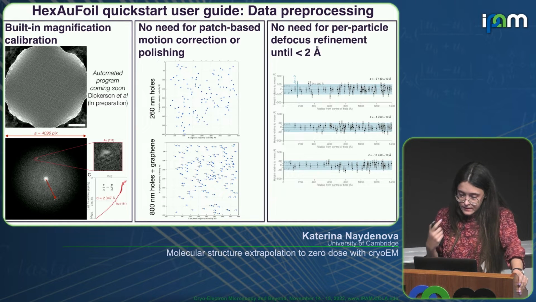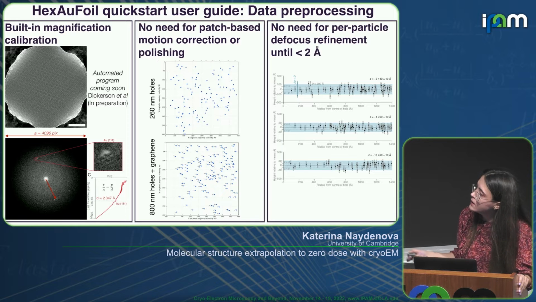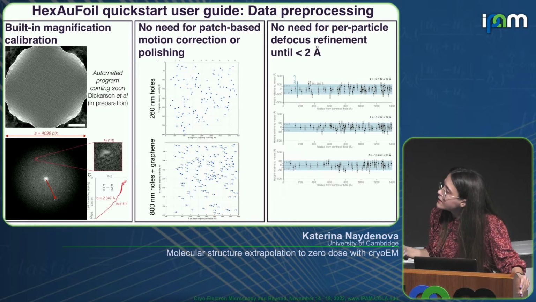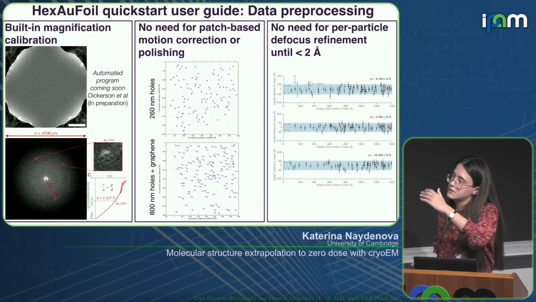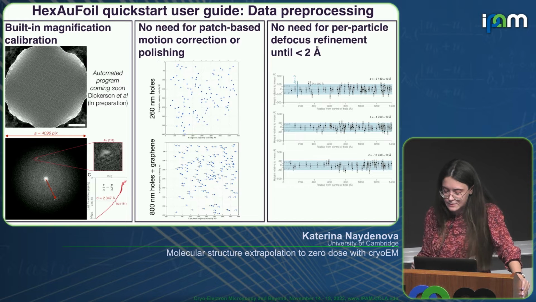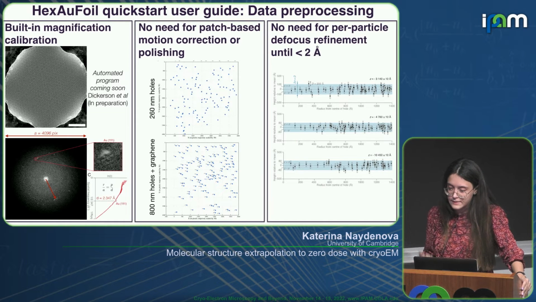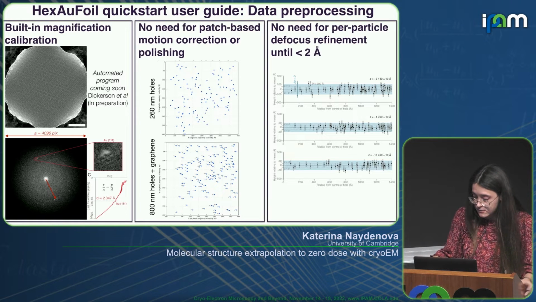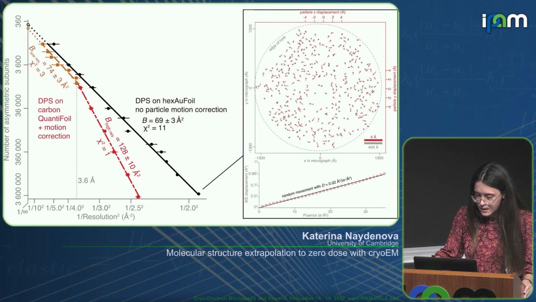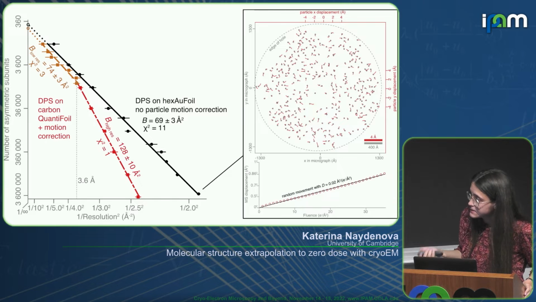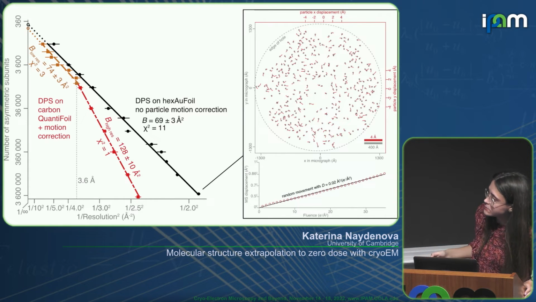And finally, the ice supported within these small holes tends to be quite flat within the hole. So unless you're going for some really high resolution beyond 2 angstrom, no significant defocus variation or variation in height between the particles within each hole is expected. So there is no need to do things like per particle defocus variation, just simply because there isn't, because all the particles are in this thin, flat slab of ice, which actually makes things easier. This is how the motion-free data is better than data which would require motion correction.